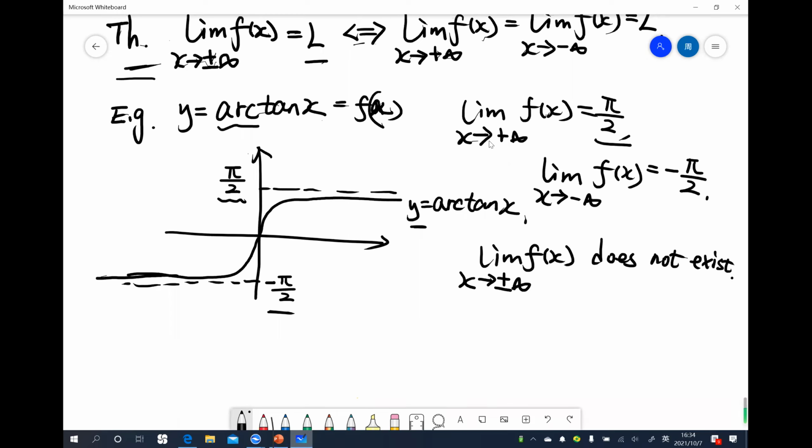Because they are not the same. They have different limits here. So this limit does not exist. So these are the things we have learned about the infinity limit.